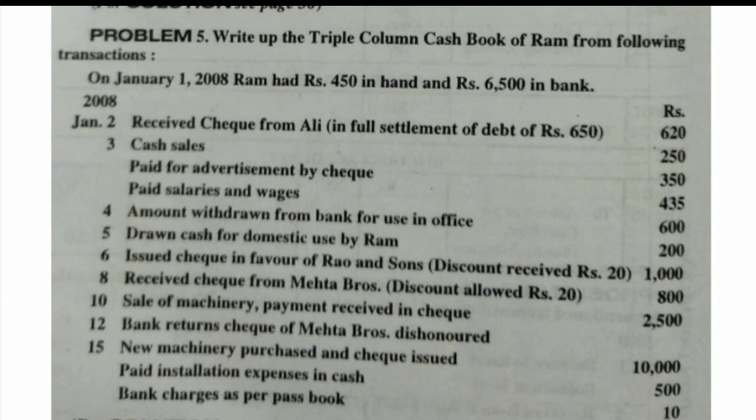Okay, next one, received check from Mehta Bros. So we are receiving a check from Mehta Brothers, we are receiving only 800, but what we need to receive is 820, but we are allowing them discount of rupees 20. So the entry would be bank account debit 800, discount allowed account debit 20 to Mehta Brothers 820.